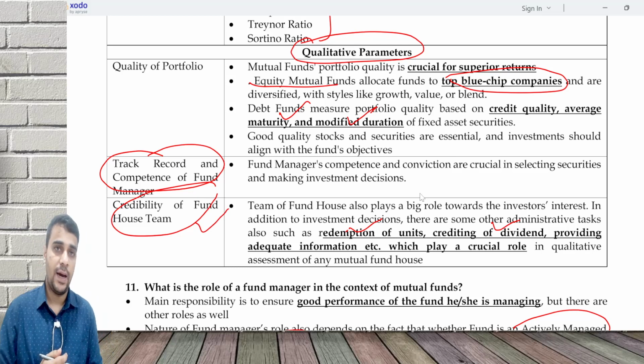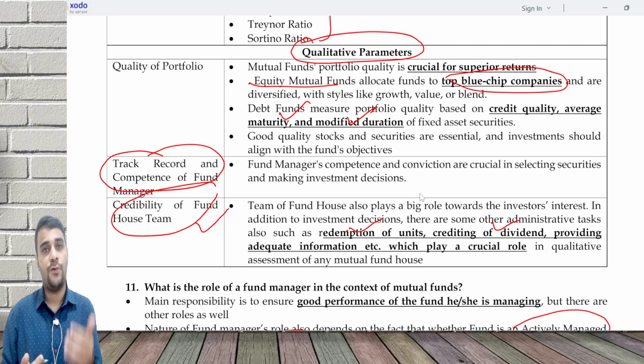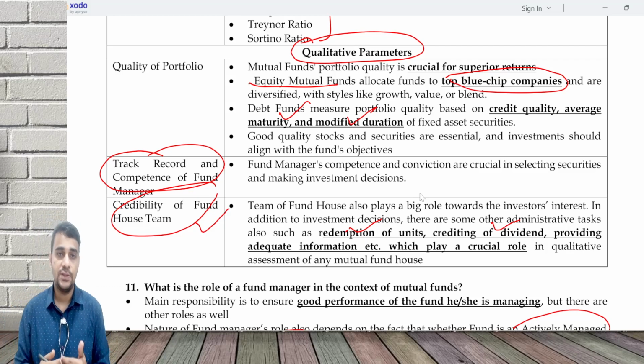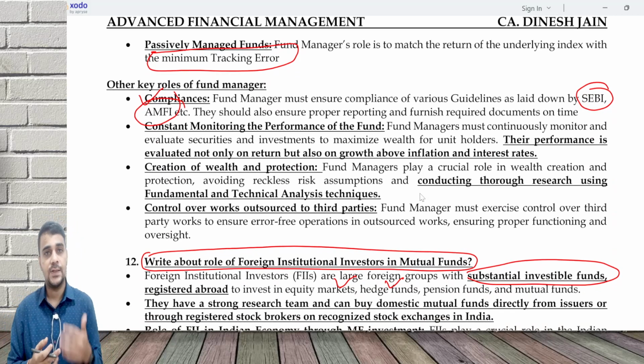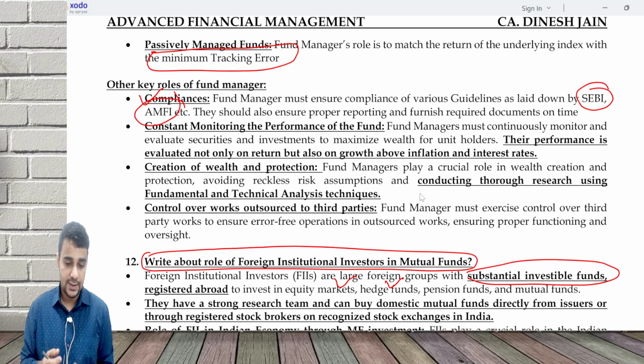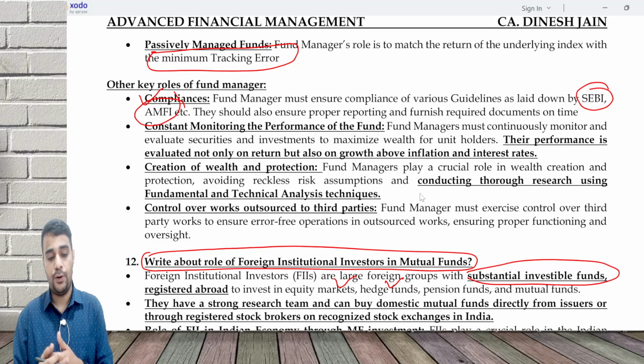Role of a mutual fund manager depends on whether it's an actively managed fund or a passively managed fund. Actively managed fund focuses on alpha. Passively managed fund focuses on reducing the tracking error. Apart from that, he has to take care of compliances, constant monitoring needs to be done. He has to be under control. He is responsible for work which is outsourced to third parties, and creation of wealth and protection.